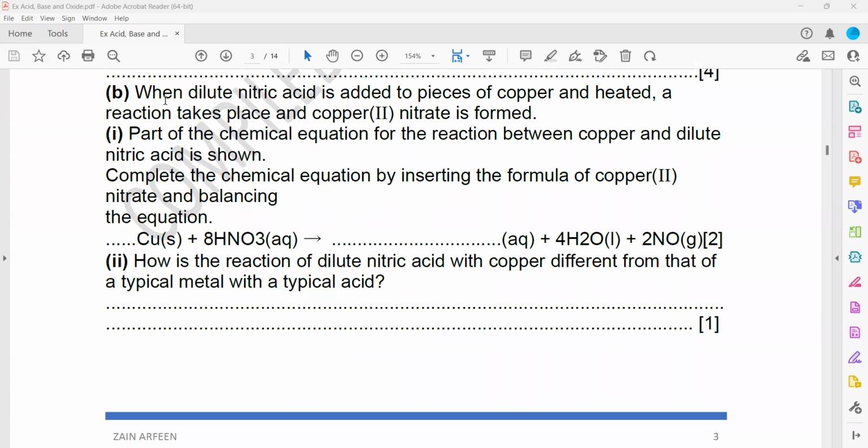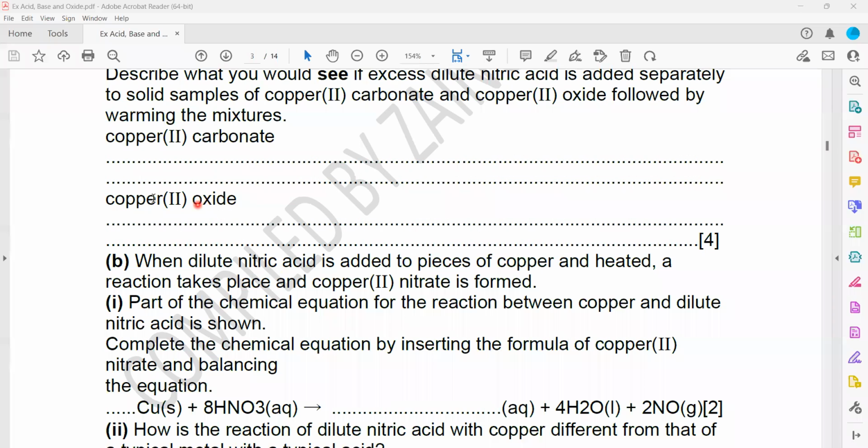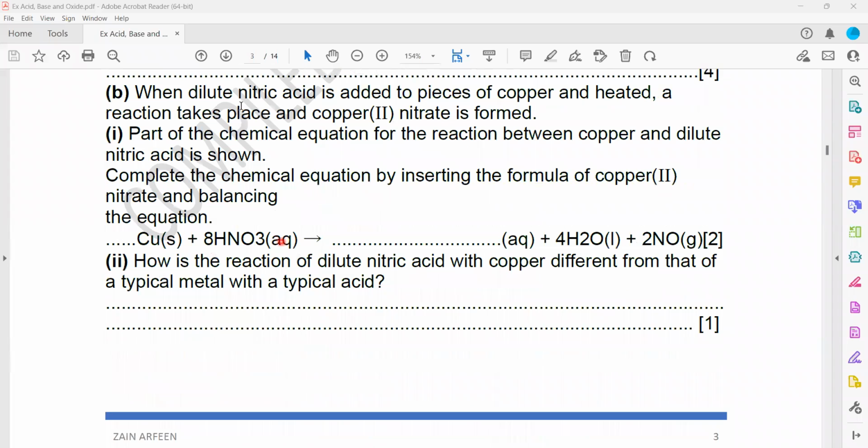In the second part, when dilute nitric acid is added, copper oxide is black in color. The copper oxide is a black solid, copper carbonate is a green solid. When dilute nitric acid is added to a piece of copper and is heated, a reaction takes place. It forms copper(II) nitrate.